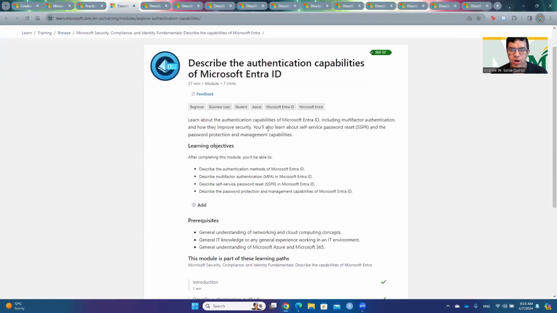There you can go into how to authenticate. Multi-factor authentication is a very important part here. Improve security, and how you can do self-service password reset. So that will be a lot more on the technical side, on the administrative side of things, and password protection and management capabilities.